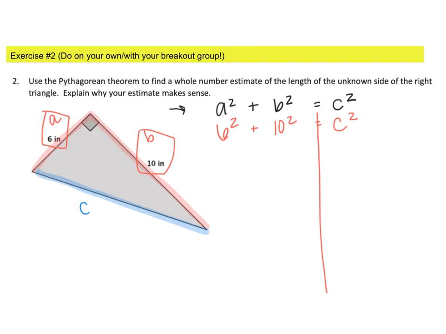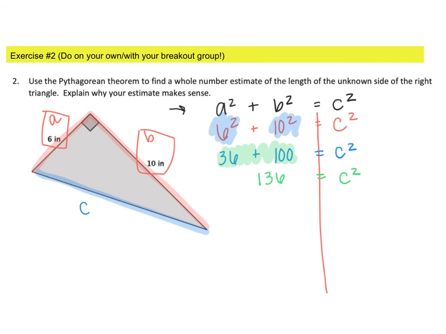All right, the first thing I wanted to do was simplify my exponents. So I'm going to do 6 squared and 10 squared, find out what those actually equal. 6 times 6 is 36. 10 times 10 is 100. Okay. From there, I'm going to combine those two numbers together to make this side a little bit simpler. 36 plus 100 is 136.